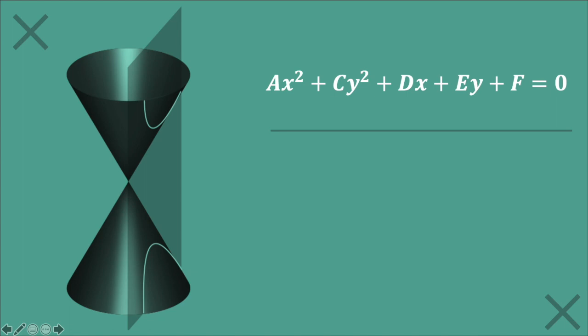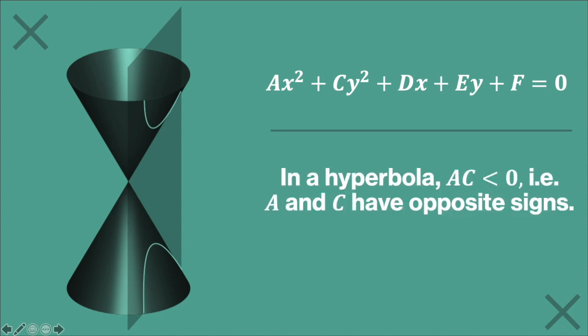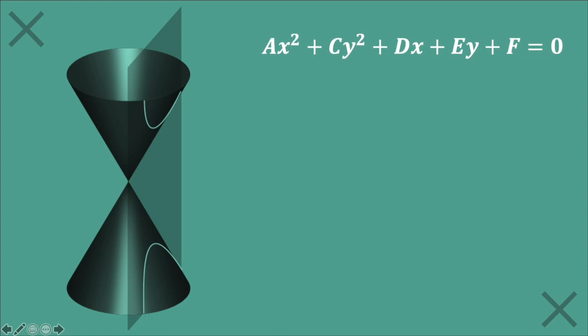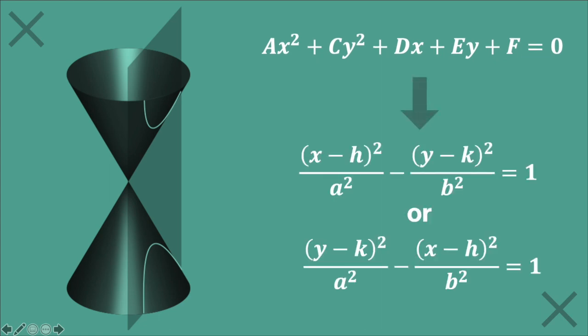First, let us recall the general equation of a conic. For a conic to be a hyperbola, the product of AC must be negative. In other words, A and C must have opposite signs. We can also transform this general equation into its standard form, and as we have observed previously, the standard form, either of these two equations, must be equal to 1.